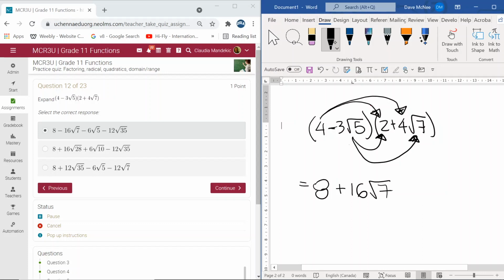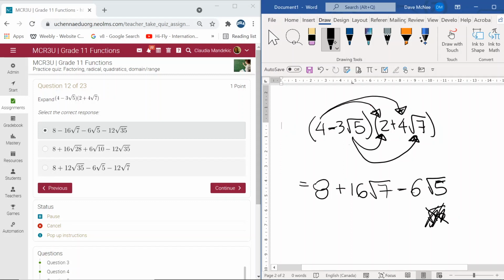Continuing on, I'm going with negative 3 root 5 times 2. That's going to be negative 6 root 5. Again, I get 6 because I do 2 times 3. I do not multiply 2 and root 5 together to get root 10. That's not true, because the 5 is under the radical, the 2 is outside of the radical, so we cannot multiply them together. The 2 stays outside, root 5 stays inside.